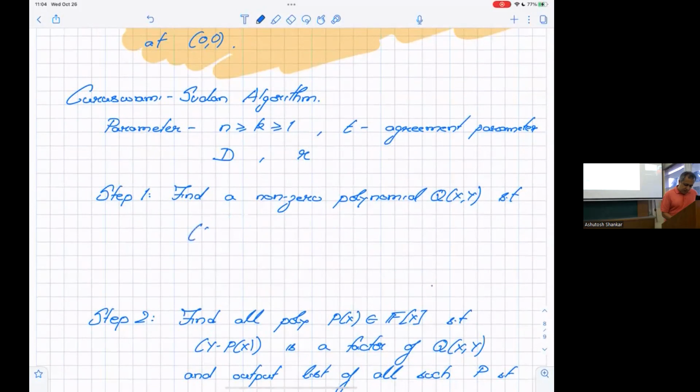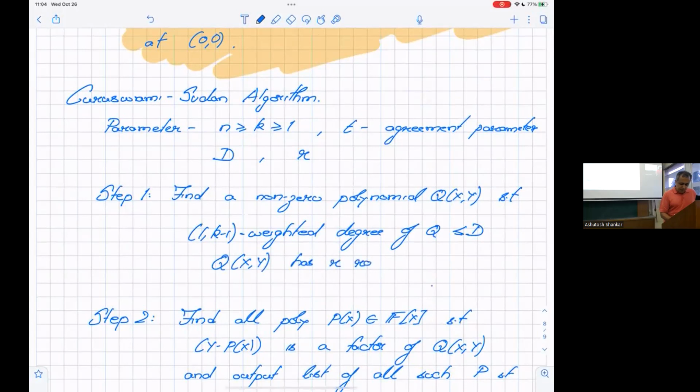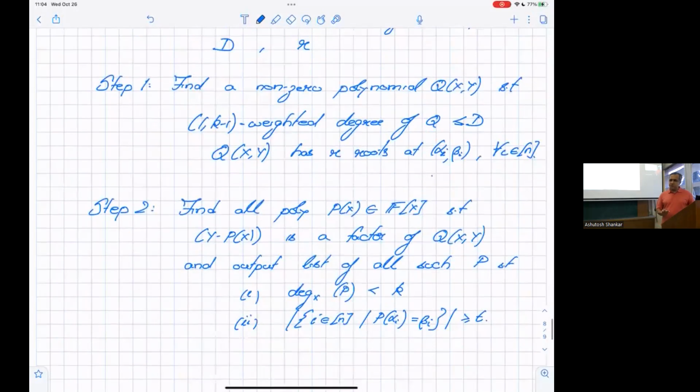The first condition will be as before: the (1, k minus 1) weighted degree of Q is less than or equal to D. And the second condition will be that Q(x, y) has r roots at (alpha_i, beta_i) for all i in [n]. So that's going to be the modification. That's the Guruswami-Sudan modification, and then we'll do the same thing as well.